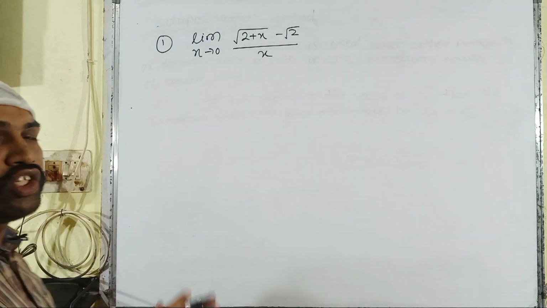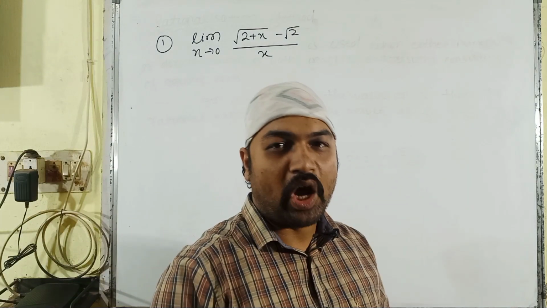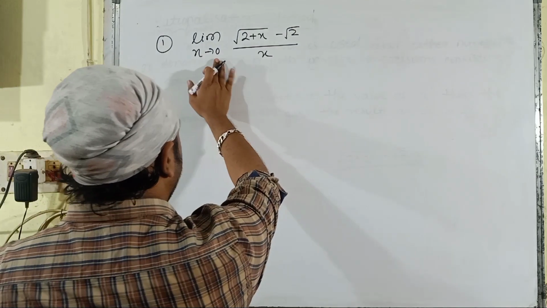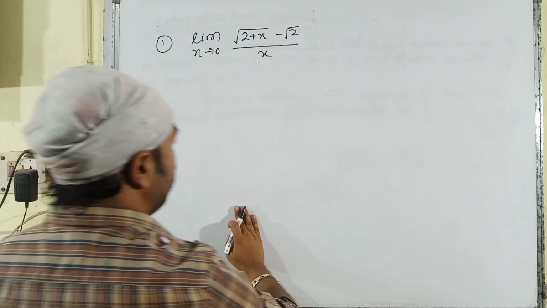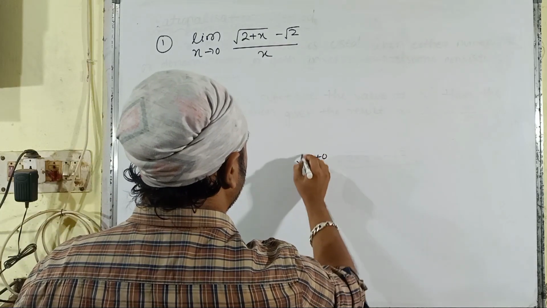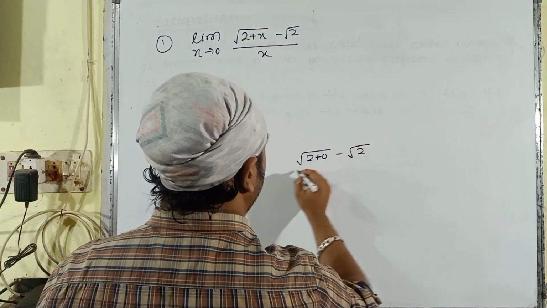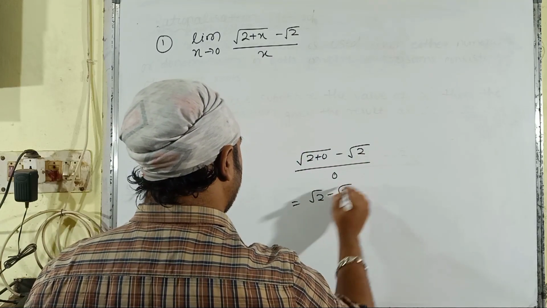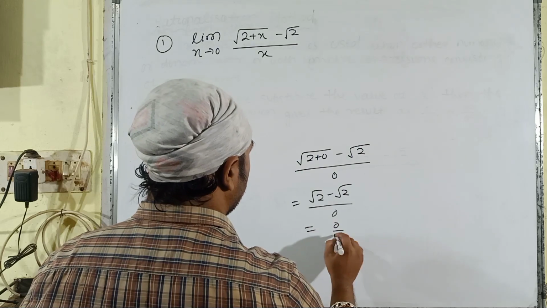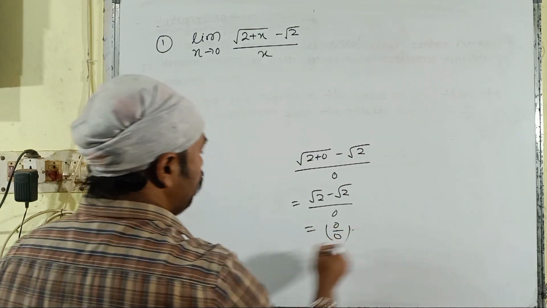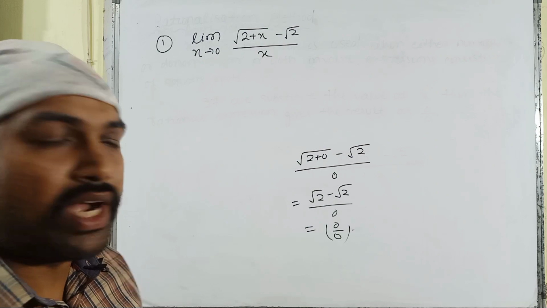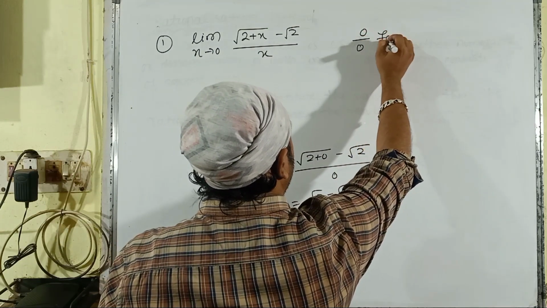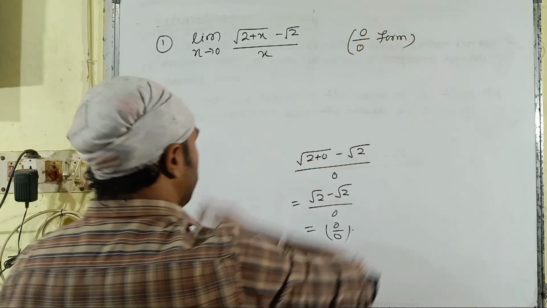Here is the first problem based upon the rationalization method of topic limit. If we substitute the value of x equal to 0 here, then what are we getting? We are getting square root of 2 plus 0 minus square root of 2 divided by 0. That means root 2 minus root 2 divided by 0, which is 0 by 0, the indeterminate form.